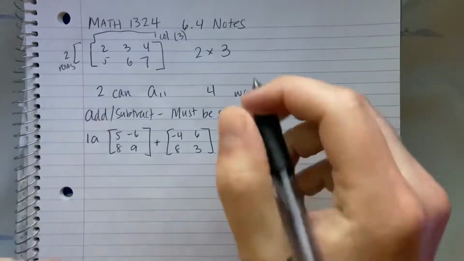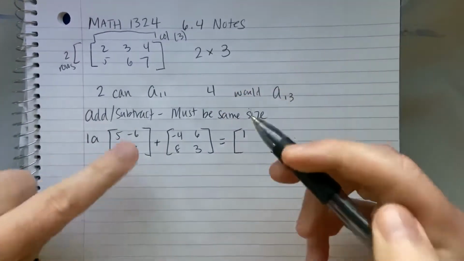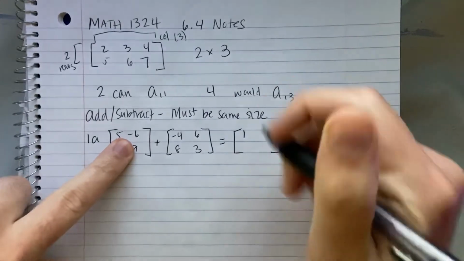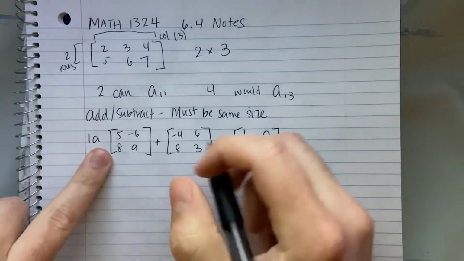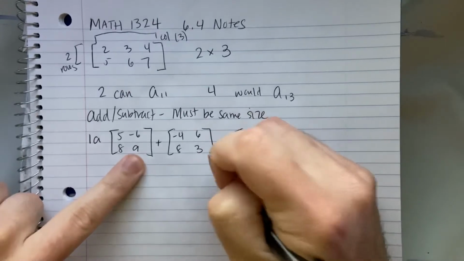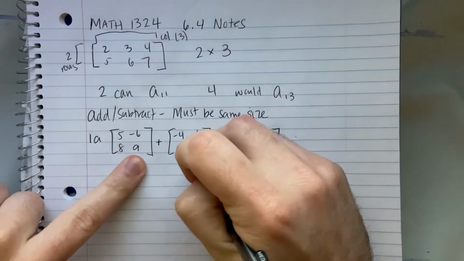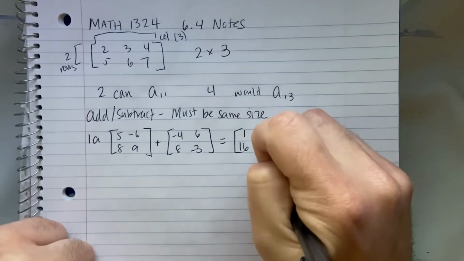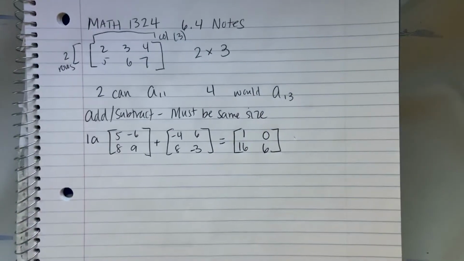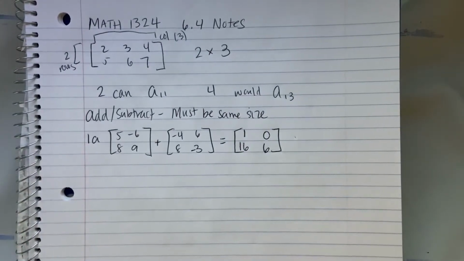5 plus negative 4, or 5 minus 4, is 1. Negative 6 plus 6 is 0. 8 plus 8 is 16. 9 plus 3, it's 9 plus negative 3, is 6. That is all. 1b.